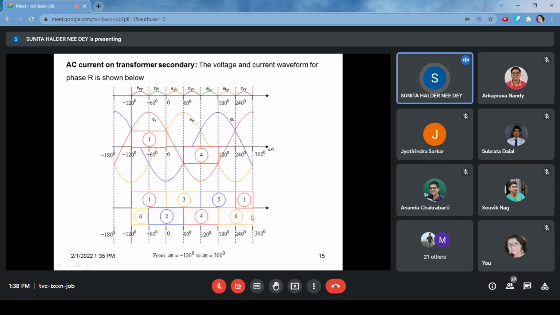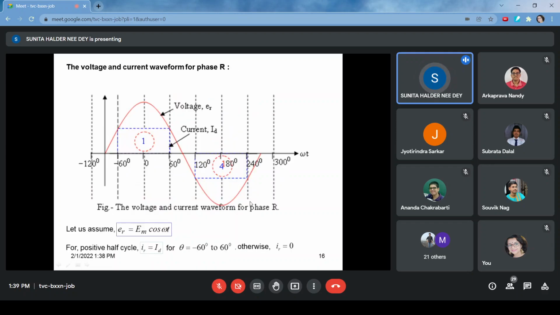so what is happening to the transformer secondary if we consider R phase? Then we have seen for R phase, only when the R phase thyristor is operating, in that case R phase current is available, right? So it is a square wave. It is conducting for 120 degree, then there is a 60-degree gap, then again it is conducting for 120 degree. Now if we draw only for R phase, it will be the R phase voltage in transformer secondary, and this will be the R phase current, right?